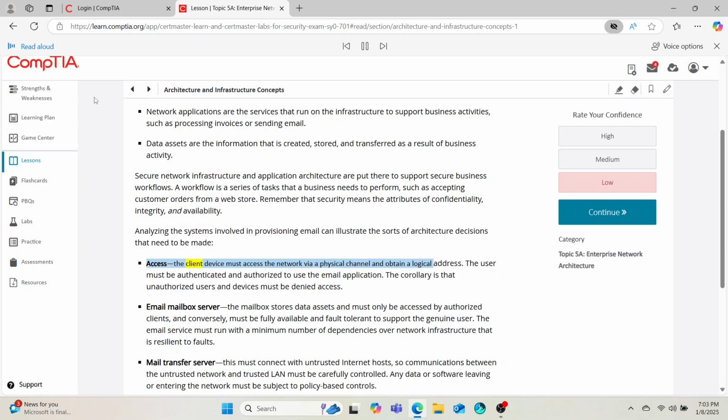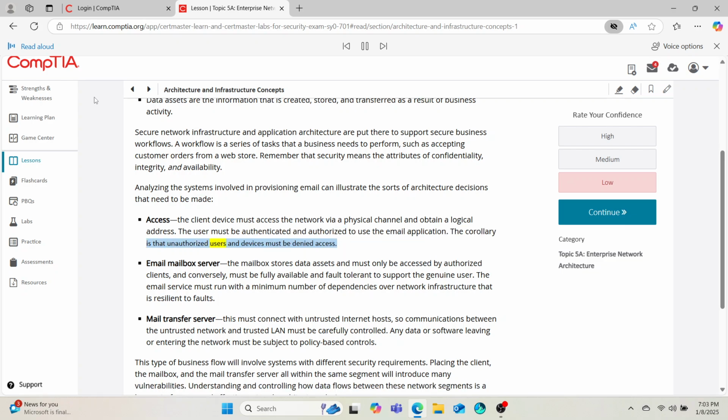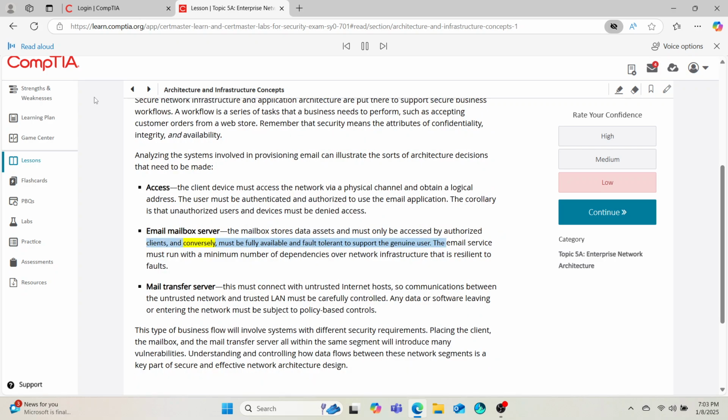Access. The client device must access the network via a physical channel and obtain a logical address. The user must be authenticated and authorized to use the email application. The corollary is that unauthorized users and devices must be denied access. Email mailbox server. The mailbox stores data assets and must only be accessed by authorized clients and, conversely, must be fully available and fault-tolerant to support the genuine user.